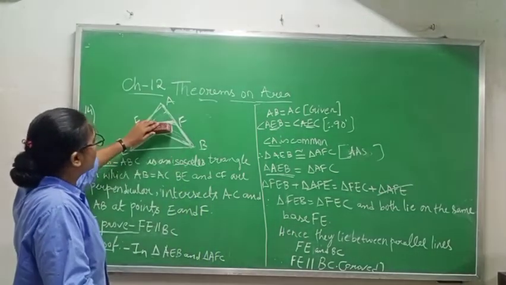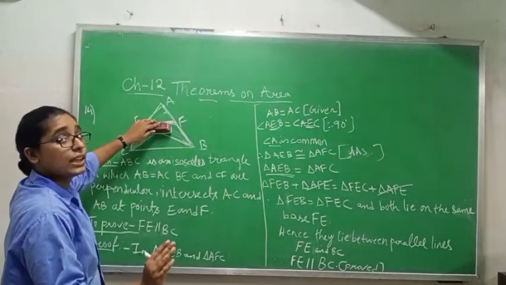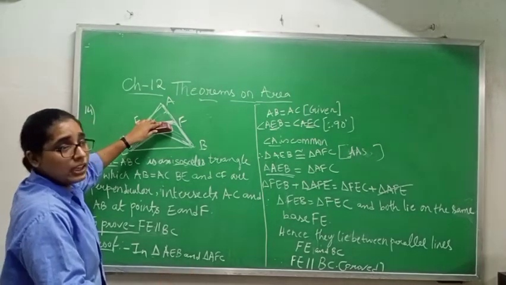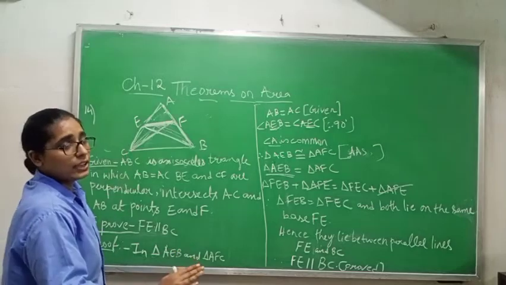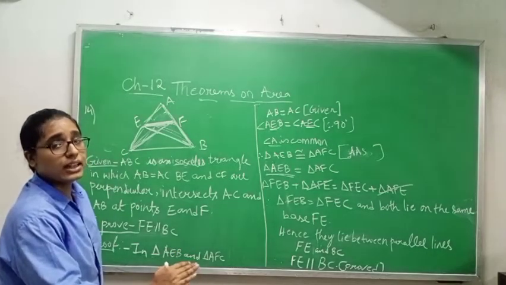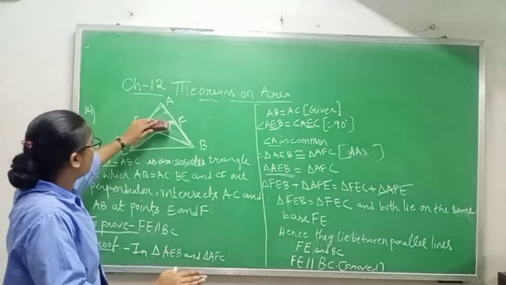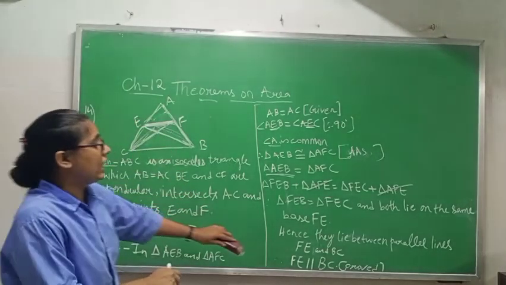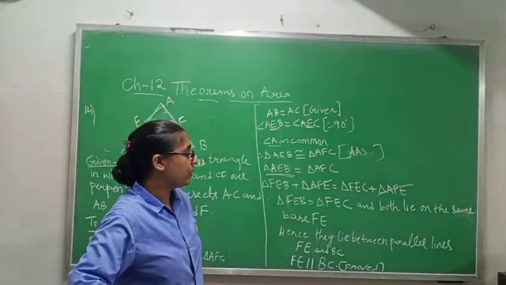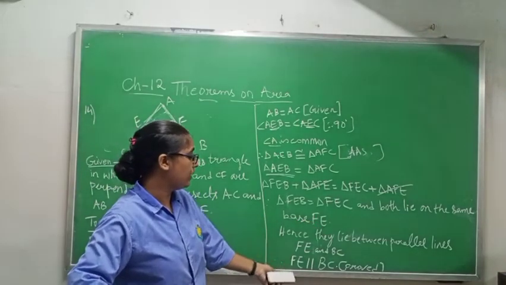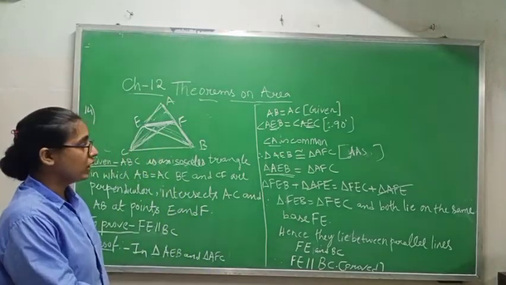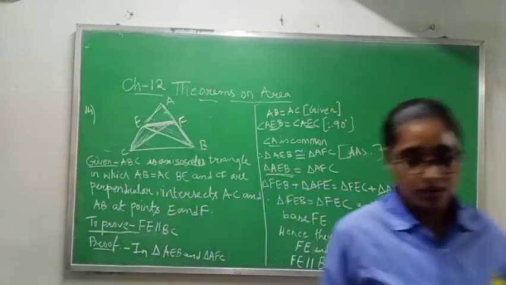Because both triangles are lying on the same base, it means that both are lying between the same parallel lines also. Why? Because in the theorem part we have done, if two triangles of equal area lie on the same base, they will lie between the same parallel lines. If FE is the base, the parallel lines will be FE and BC. That is why I have written hence they lie between parallel lines FE and BC, therefore FE is parallel to BC. Proved. Okay? Complete this now.